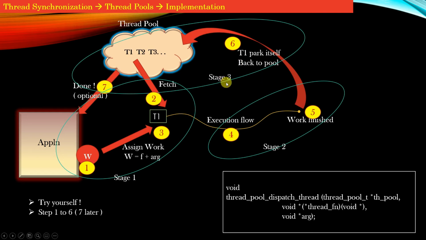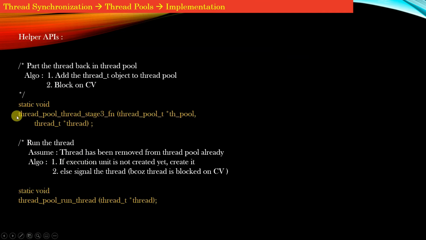So stage 3 is all about executing step number 6, and step number 6 says park the thread T1 back to the pool, right? It simply means that the first API, that is thread pool thread stage 3 function, is all about parking the thread back to the pool. That's it. So basically we need to implement an algorithm which is divided into 2 steps. The first step is to add the thread object to the thread pool, and the second step is simply to block the current thread on its condition variable, right? If we perform steps 1 and 2, we ultimately achieve parking a thread in the thread pool, right?